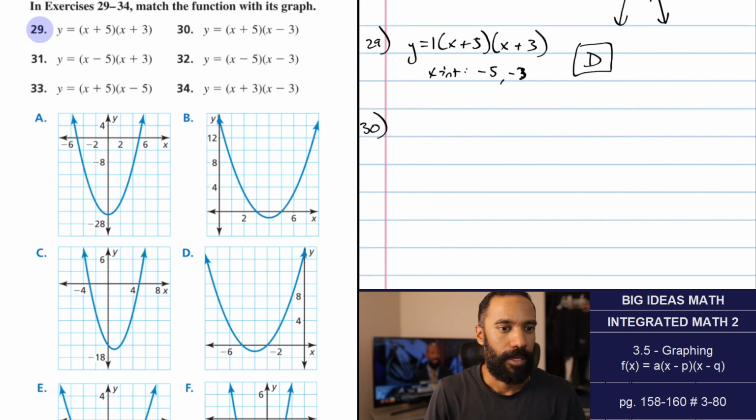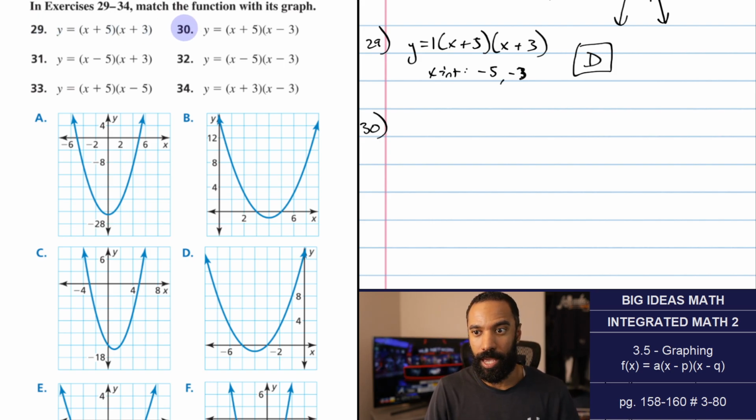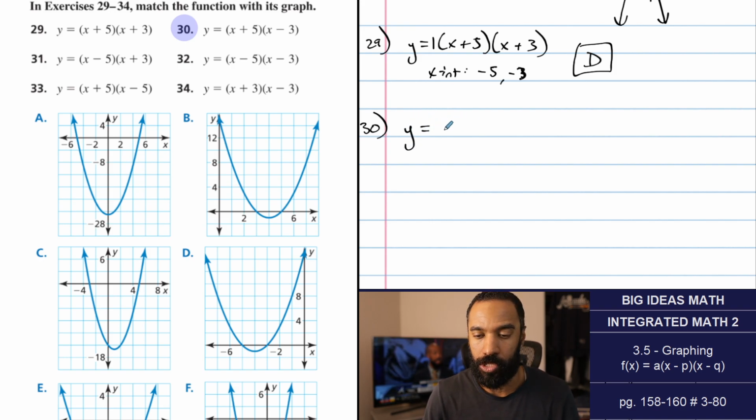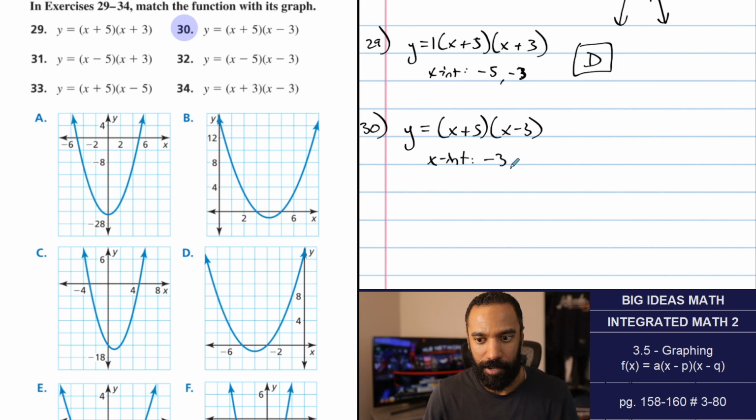Number 30. They all have 5s and 3s. And some have duplicates of 5s, some duplicates of 3s. The important thing for you in this case is to kind of weed out what they are. And they're all positive, so that doesn't really help us. So x plus 5 times x minus 3. These x-intercepts are negative 5 and positive 3. I wrote that wrong. Are negative 5 and positive 3.